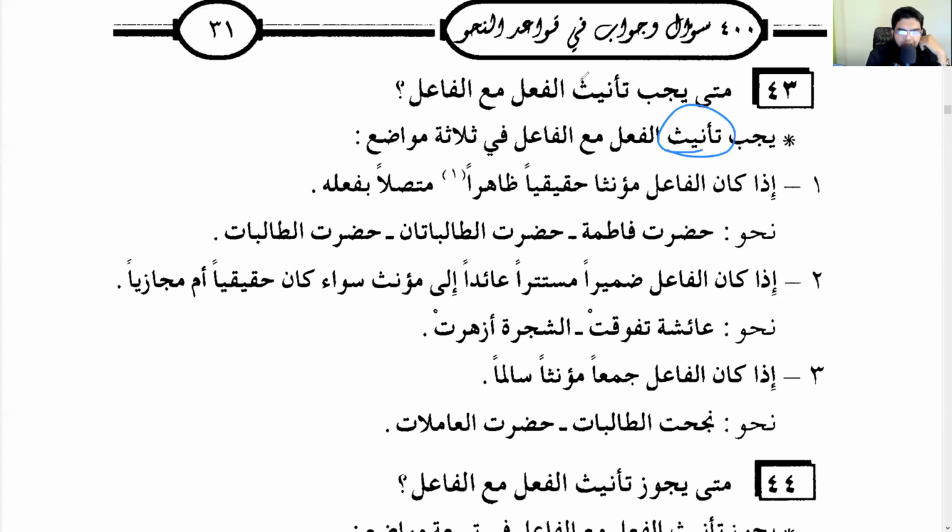For example, Hadarat Fatima, Fatima came. Now is it feminine? Yes. The first condition is fulfilled. Is it haqiqi? Is Fatima haqiqi? Yes. Fatima is a real person, no? And then is it zahir? Fatima is appearing. Yes, we can see the word Fatima. Is it attached? Yes. So all these 4 conditions are fulfilled, so the verb should be feminine. Hadarat at-talibatani, same thing, the 2 female students came. Hadarat at-talibatu, all the female students came.